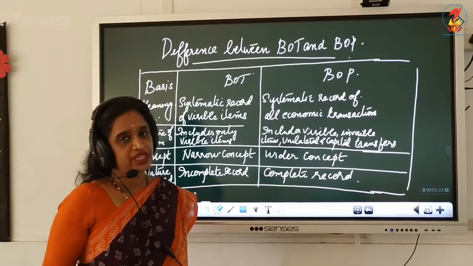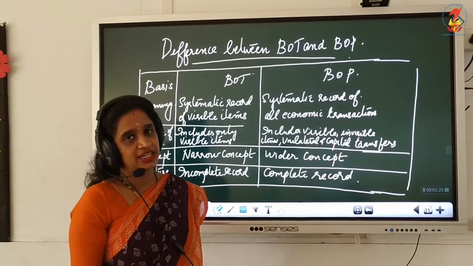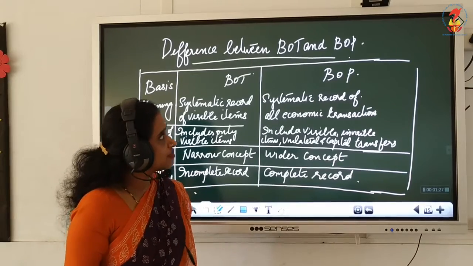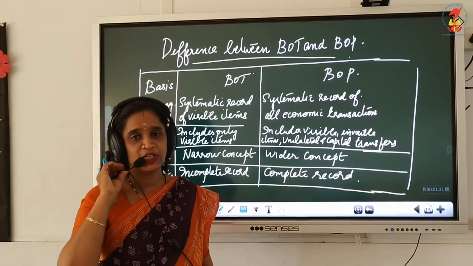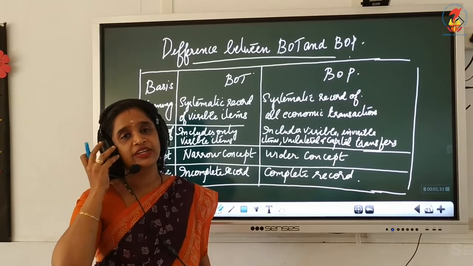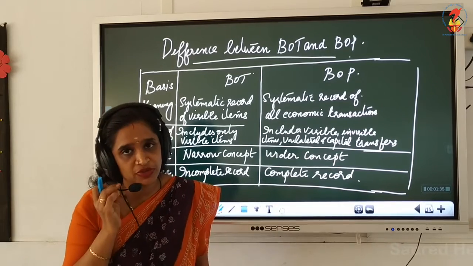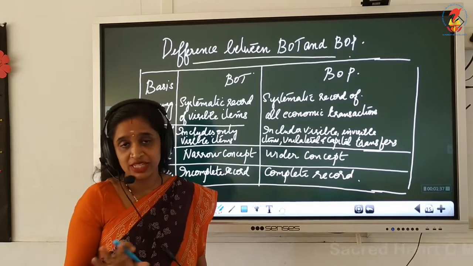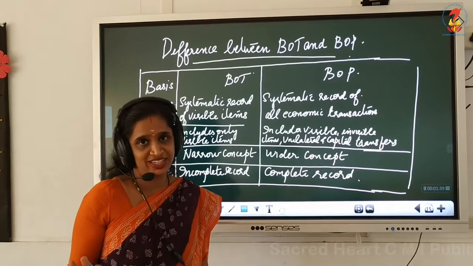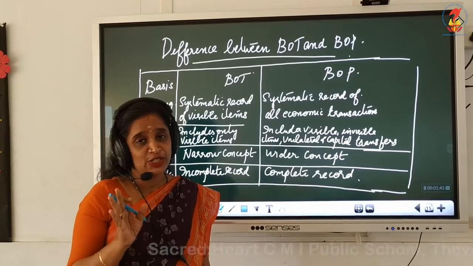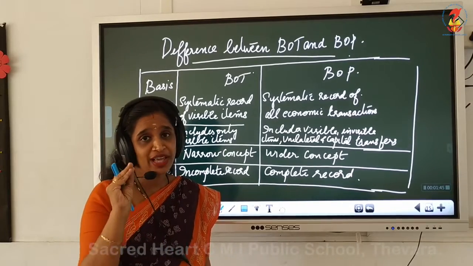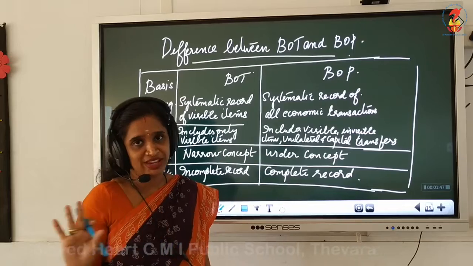The next topic that we are going to discuss is the difference between balance of trade and balance of payment. Now, we all know that balance of trade is the difference between the export of goods and import of goods. Services is not included, so don't make the mistake. Once again, I am repeating: balance of trade includes only visible items, no invisible items.